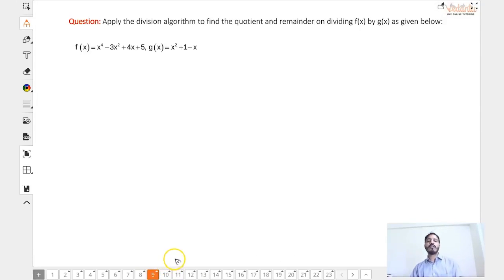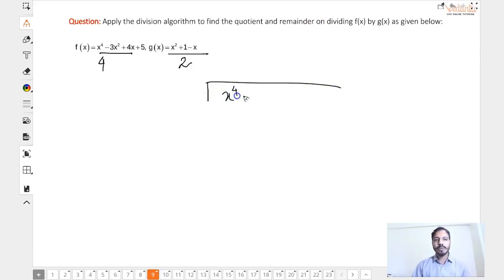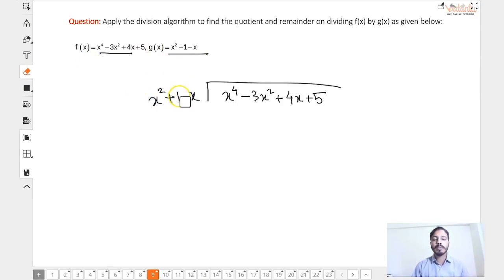Okay, so now let's go for the next type of problem in polynomials, that is by the division algorithm. Suppose you have two polynomials. This is a polynomial of degree 4 and this is a polynomial of degree 2. What are they asking? Apply the division algorithm to find the quotient and the remainder. So how do we divide this? Say it is x^4 minus 3x^2 plus 4x plus 5, and the divisor is 1 minus x. Now it's very important for us to write this properly.